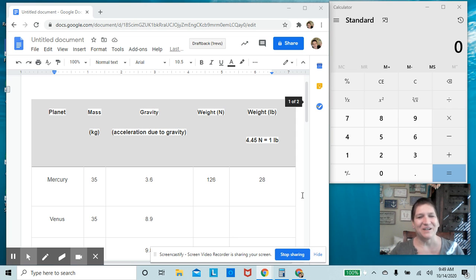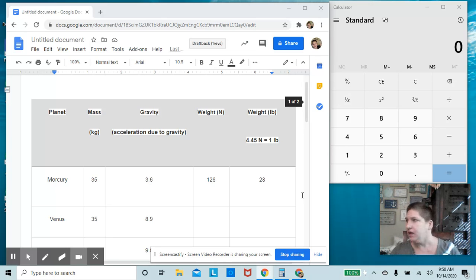Hey y'all. So I told you guys that I would do a Castify today to show you a little bit how to compute the weight of an object, first in metric and then of course converting that into a language we understand a little bit better in the imperial system, or in pounds as we like to say here in the good old USA.